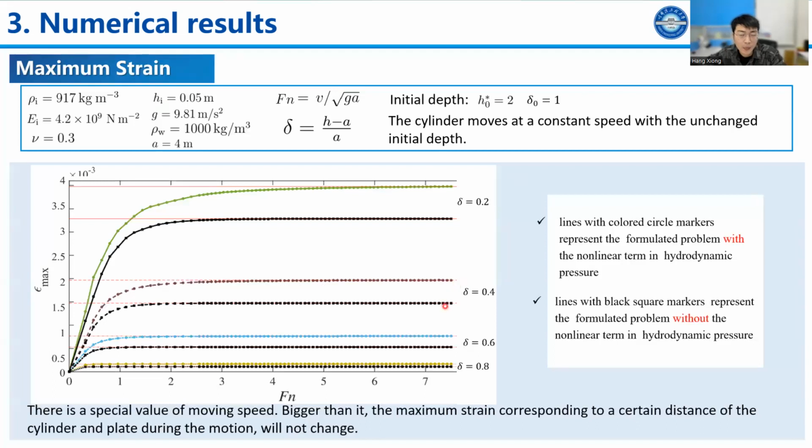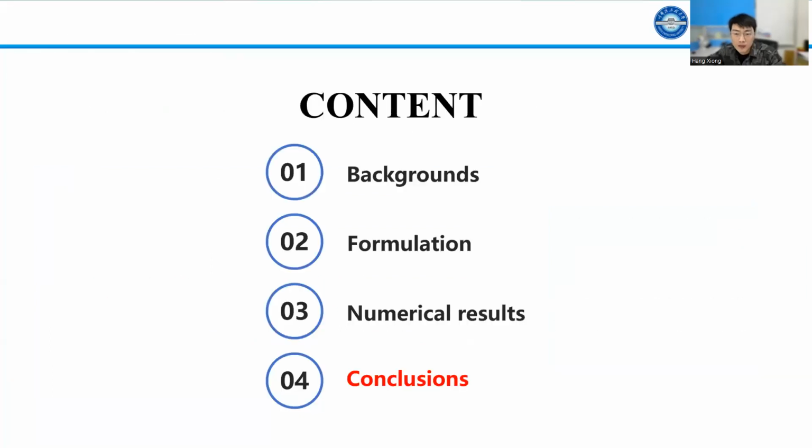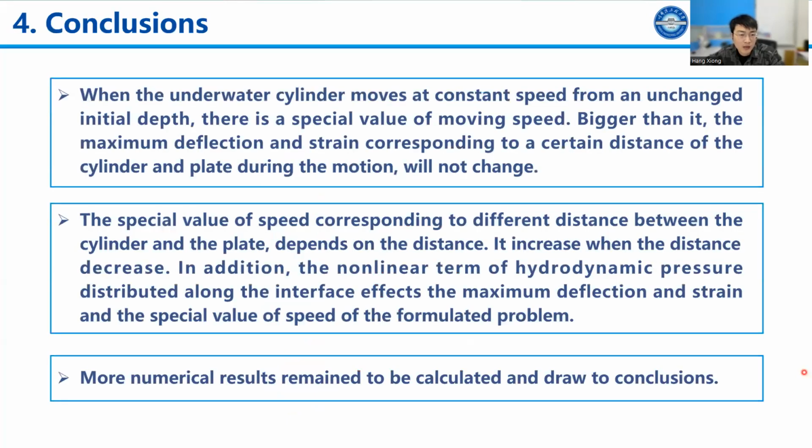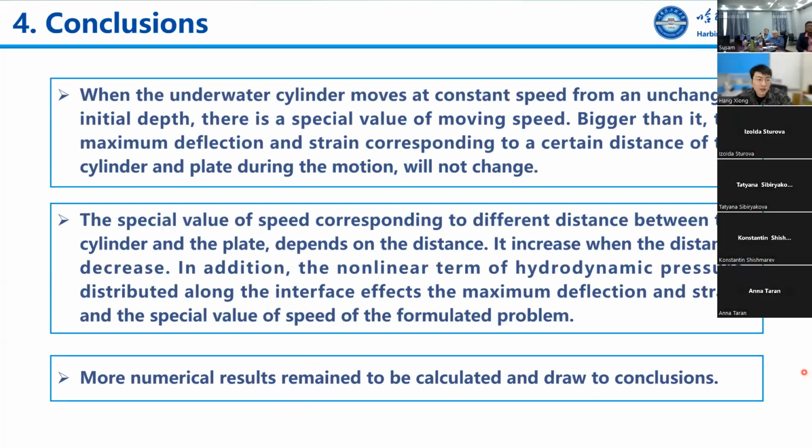And the fourth part is about the conclusions. When the underwater cylinder moves at a constant speed from an unchanged initial depth, there's a spatial value of moving speed. Above it, the maximum deflection and strain corresponding to a certain distance between the cylinder and the plate during the motion will not change. The spatial value of speed corresponding to different distances between the cylinder and the plate depends on the distance. It increases when the distance decreases.